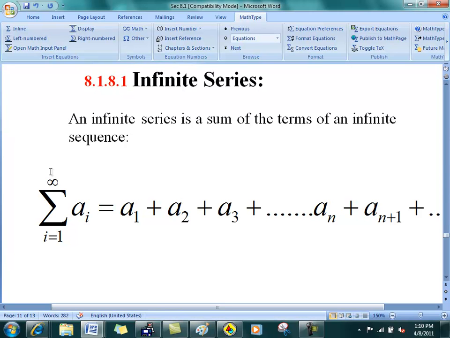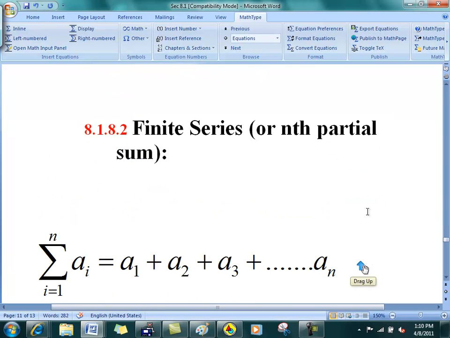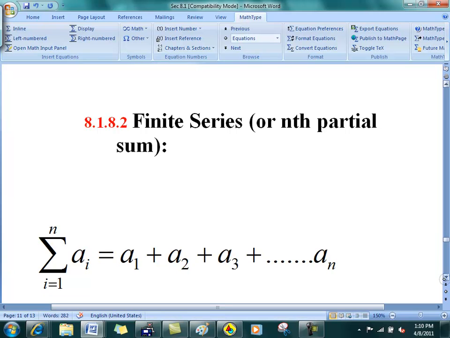Okay, you guys get infinite series? We're going to see some examples that are hardcore rather than just algebra. We'll see some numbers. So that's an infinite series. This one is called a finite series. Does everybody get the connection between the two?